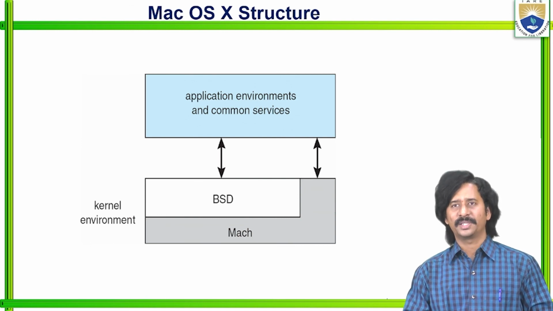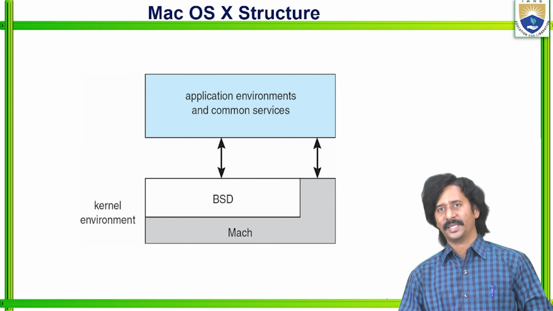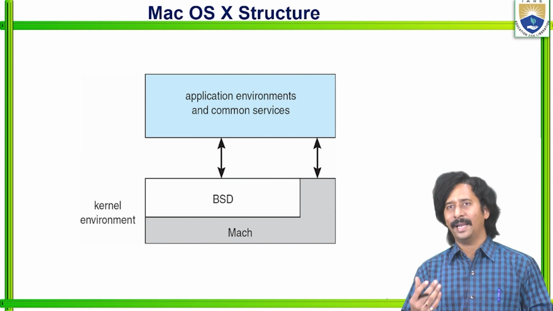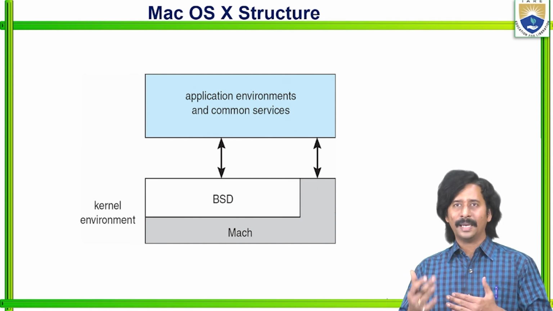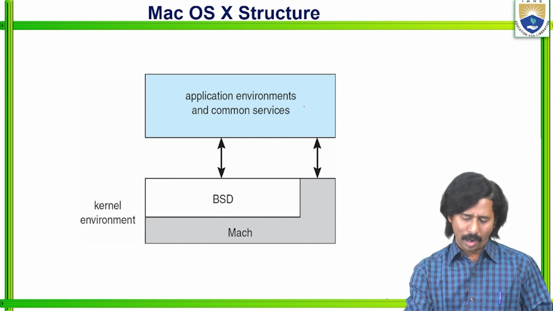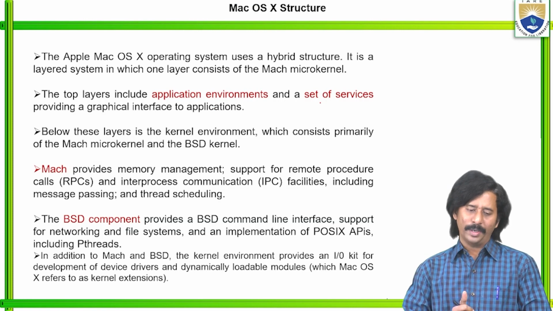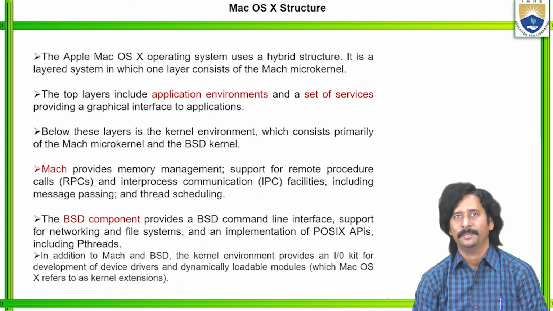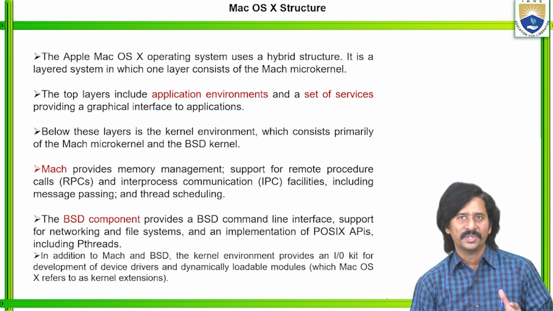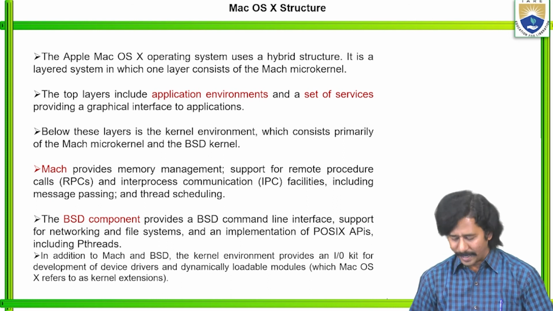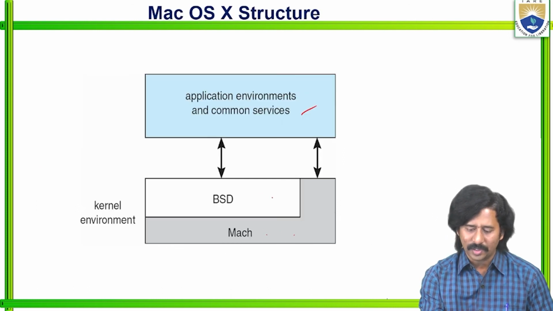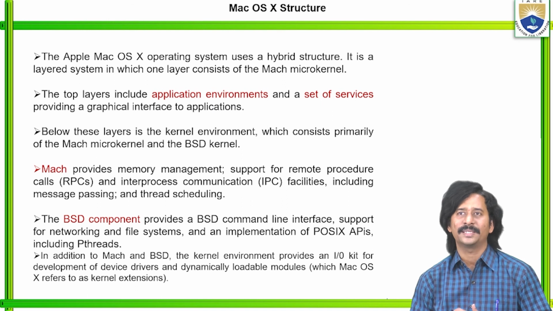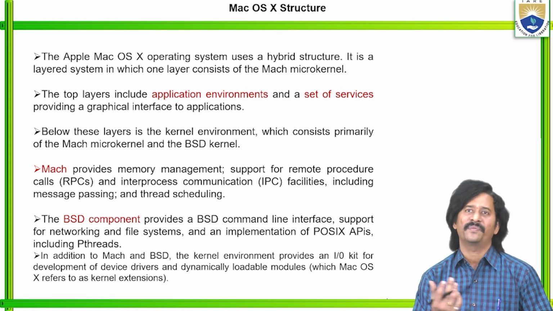Then the Macintosh operating system structure. Here the kernel environment is divided into Mach as well as BSD, the Bourne shell. Then the upper level layer is the application environments and common services. The Apple Mac OS operating system uses a hybrid structure, that is a layered system in which one layer consists of the Mach microkernel. This is the Mach microkernel already executing in that particular shell. The top layers include application environments and a set of services which provide a graphical interface to applications.